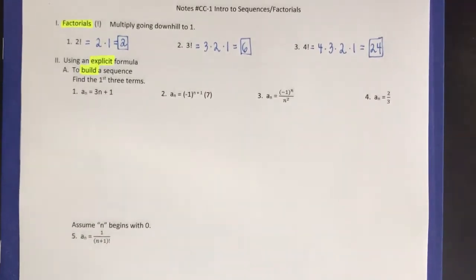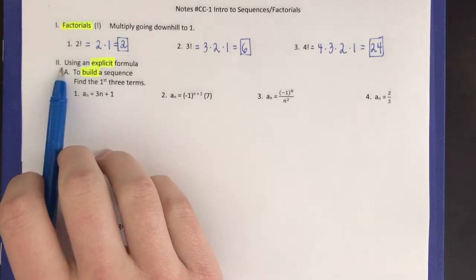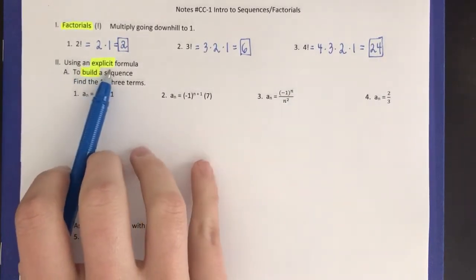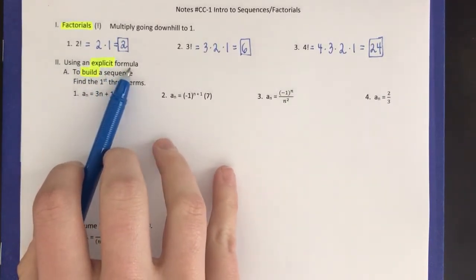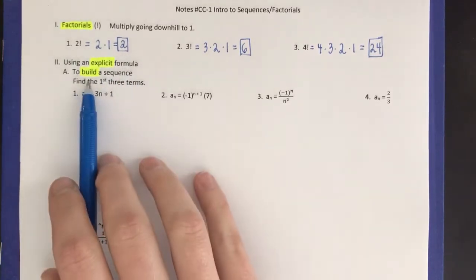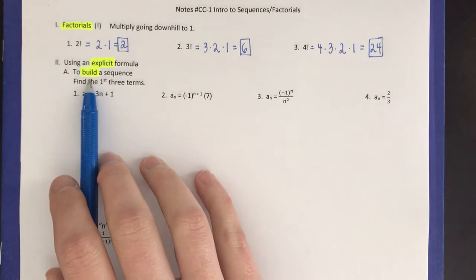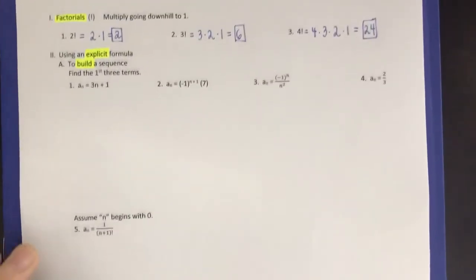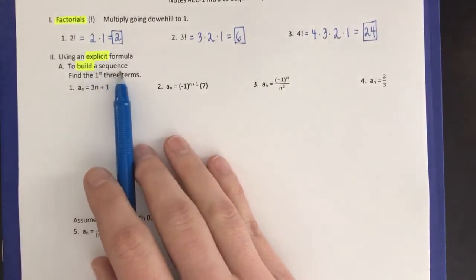So on Roman numeral number 2, we will be talking about using an explicit formula. So within this part of our notes, we will be talking about how to build a sequence as well as how to jump to a certain term. So first let's start with how to build a sequence.